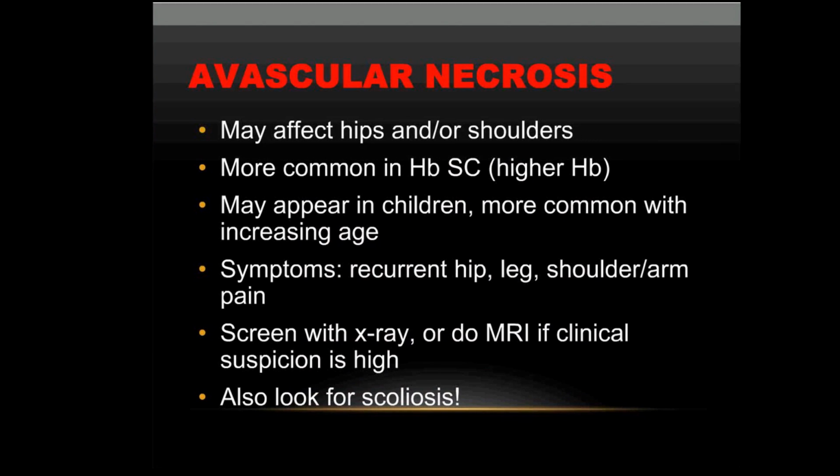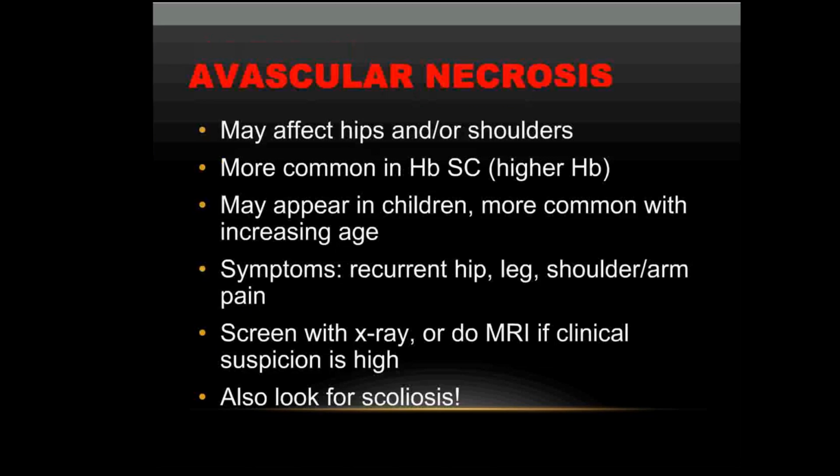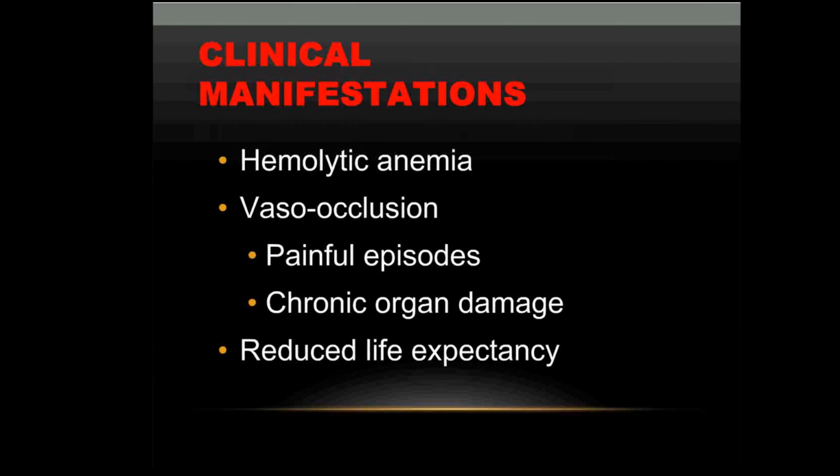Now, avascular necrosis can affect the hips and or the shoulders. It's more common in hemoglobin SC, and it can appear in children, but it's more common again with increasing age. So they have recurrent hip, leg, or shoulder or arm pain, and what you want to do is screen with an X-ray or do an MRI if clinical suspicion is very high. And we also want to be checking these kids for scoliosis. We don't just check folks that don't have chronic illnesses. We check everybody for things that we check everybody else for.